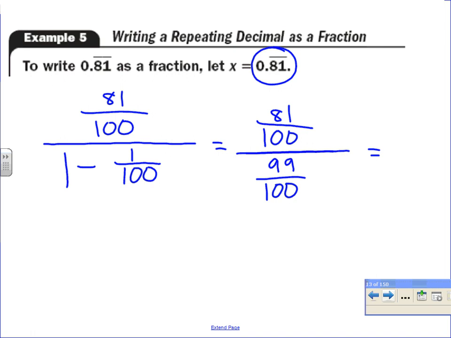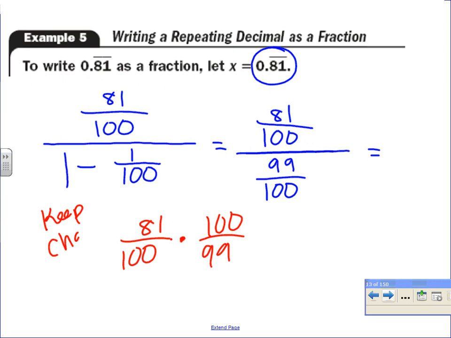Yeah, that's what we're doing. Okay, so now we're dividing. Keep, change, flip. 81 over 100 stays the way it is. We change division to multiplication, and we flip the denominator. So I'm going to write here, keep, change, flip. What can we do here before I multiply?